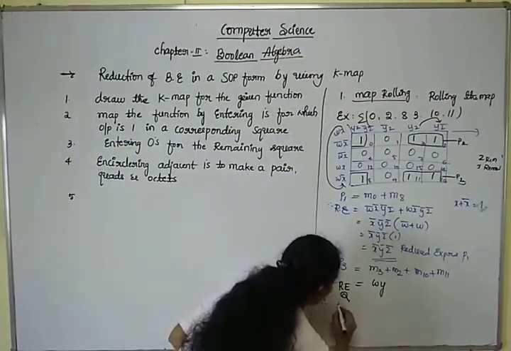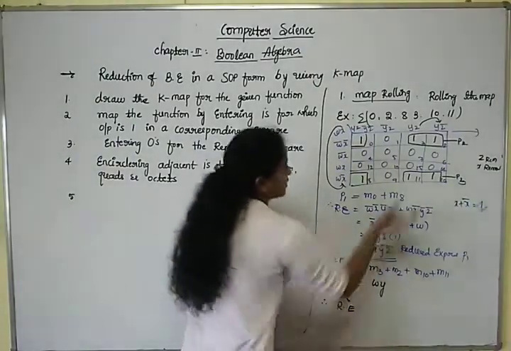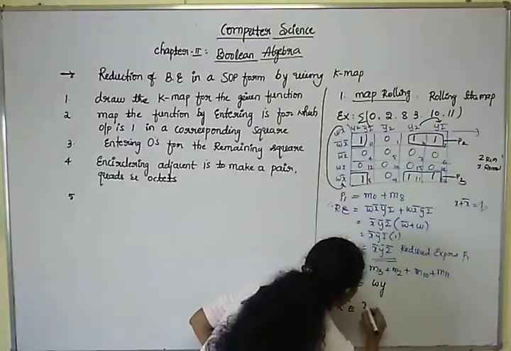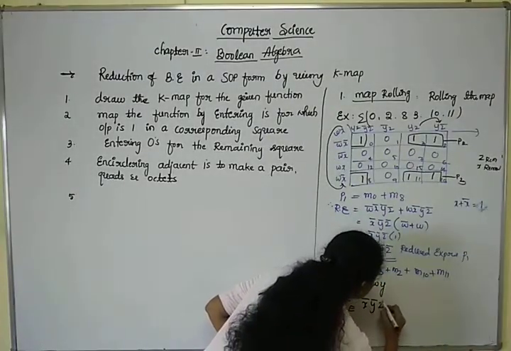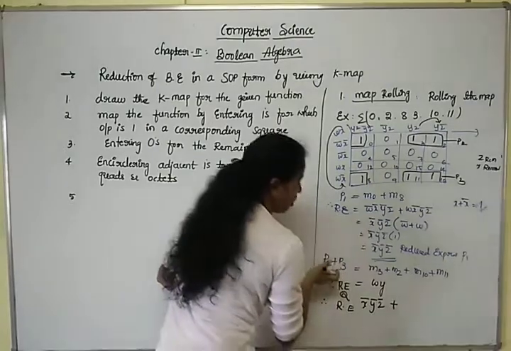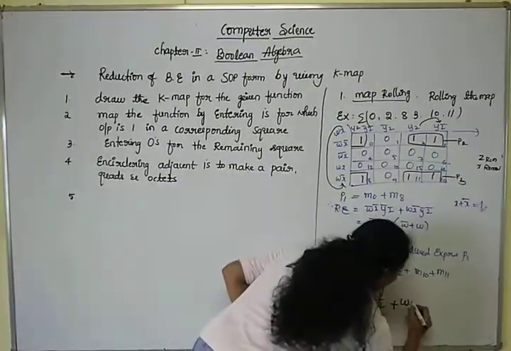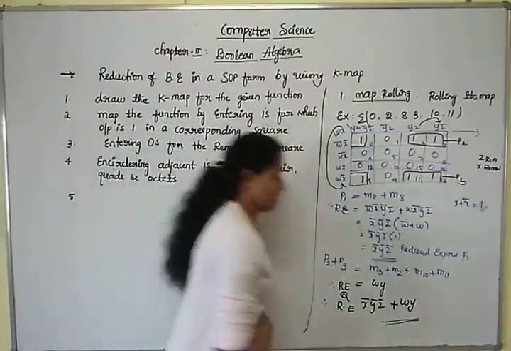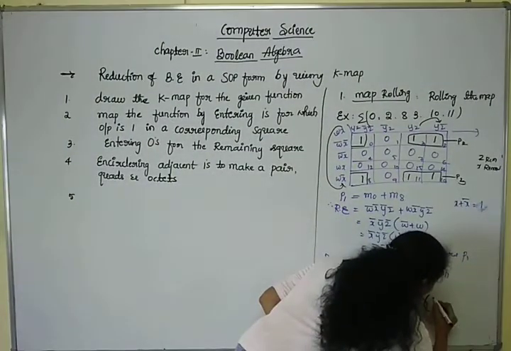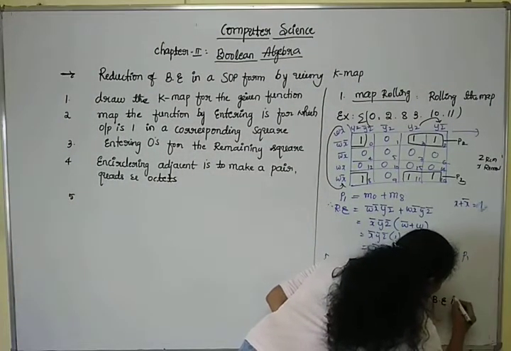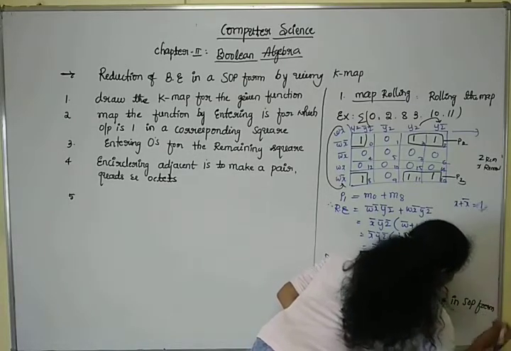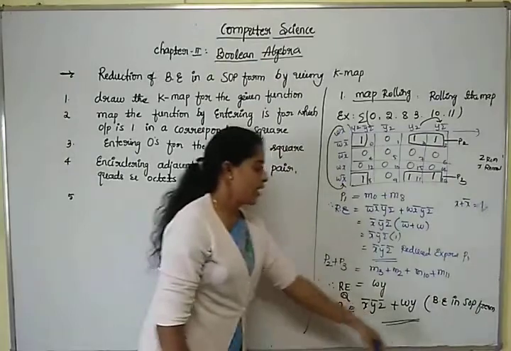Therefore the total reduced expression for this given function is: the first pair gives x bar, y bar and z bar, plus the quad value w and y. So this is the reduced expression. This is the reduced Boolean expression in SOP form.